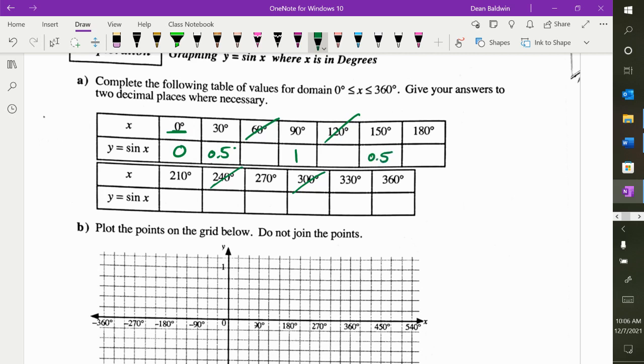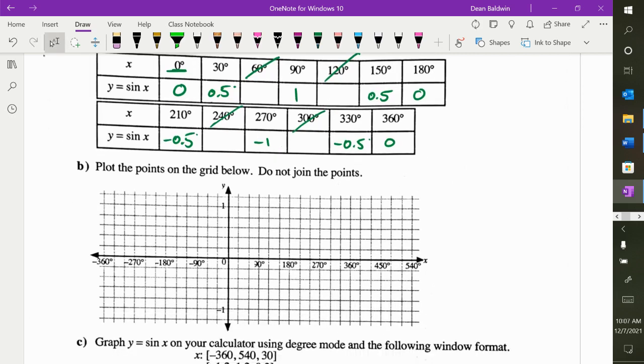It's 0.5. What's 180? 0. What's 210? Negative 0.5. What's 270? Negative 1. What's 330? Negative 0.5. And 360? 0. Okay, we're going to plot these points on the graph.